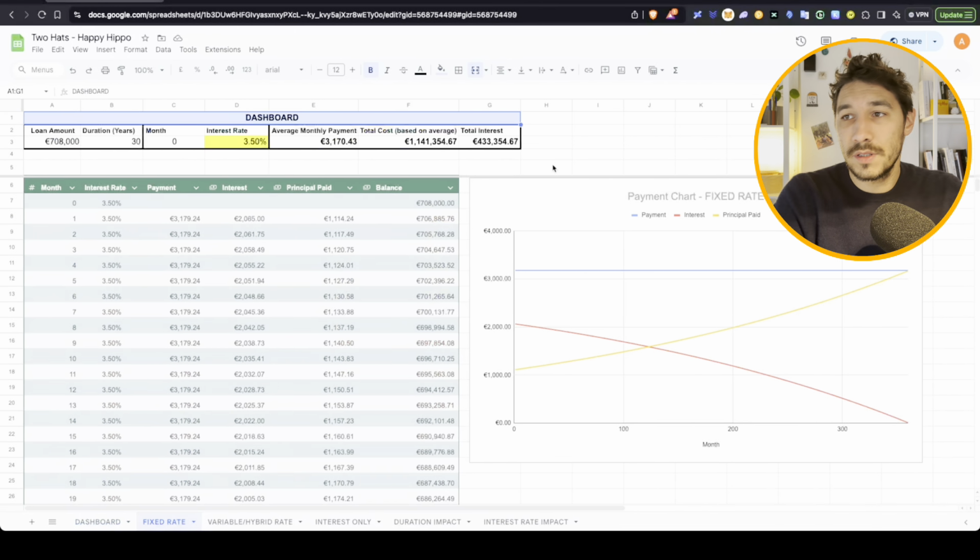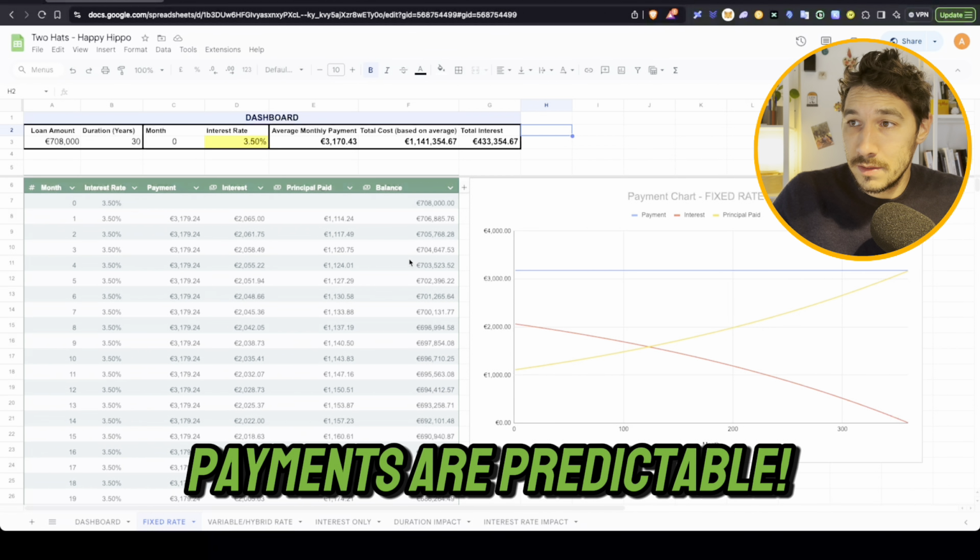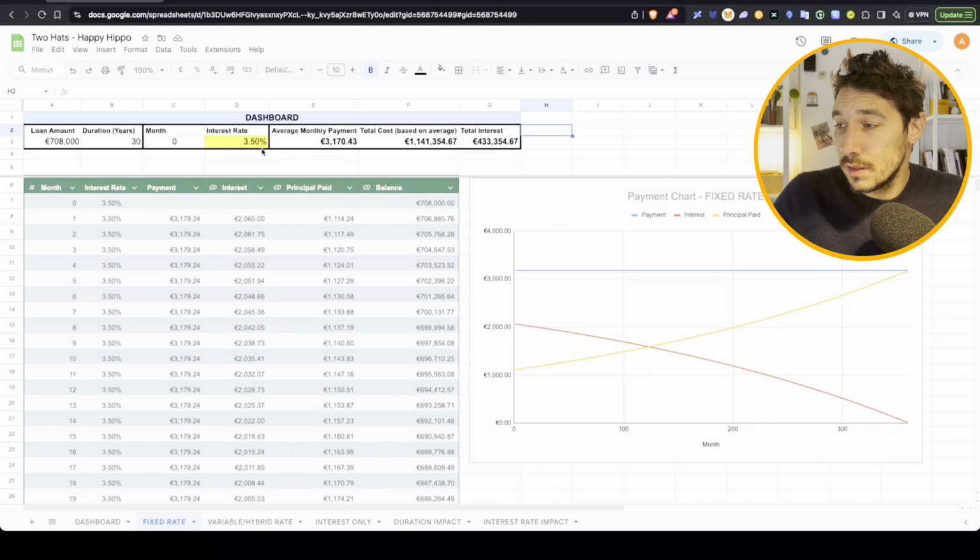Fixed rate mortgages, as said before, have a fixed interest rate for the entire length of the loan. We are saying that we are on an interest of 3.5%. The first advantage that we can see here on the chart is the predictability of payments. By fixing an interest rate, you will know exactly how much you will have to pay by month, and you can budget accordingly.